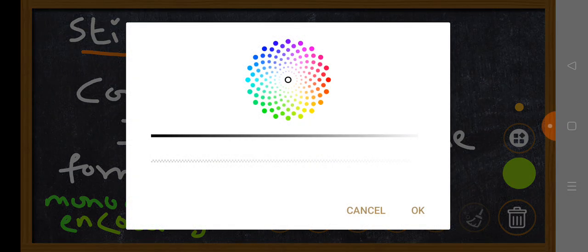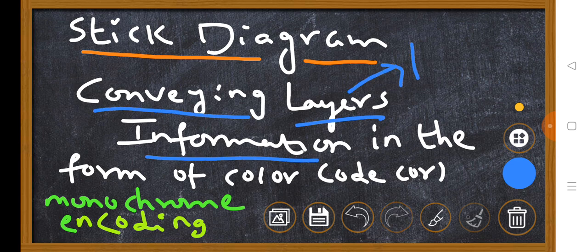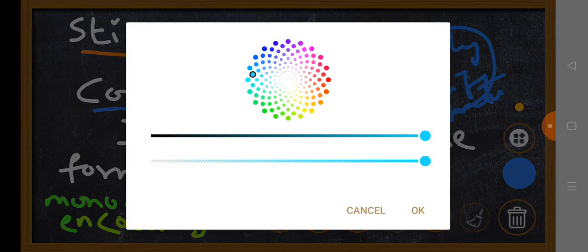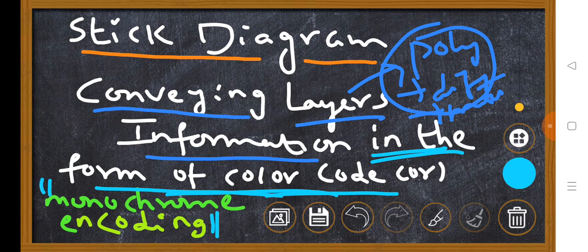A stick diagram is nothing but conveying the layers information. What are the layers we are having? Can anybody try to tell? Absolutely, three layers: poly, diffusion and metal. These are the three layers whose information we have to convey. You convey the layers information in the form of color code or monochrome encoding. Is it clear? This is nothing but a stick diagram.